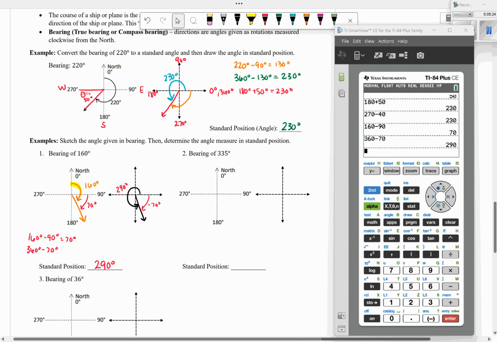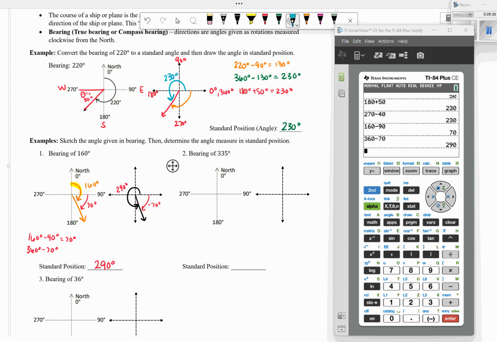Looking at the next one, we have a bearing of 335 degrees. So 335 degrees is going to be in the second quadrant because it's in between 270 and all the way around back to north, which would be 360. So that's going to be somewhere up here. So all the way around to there.